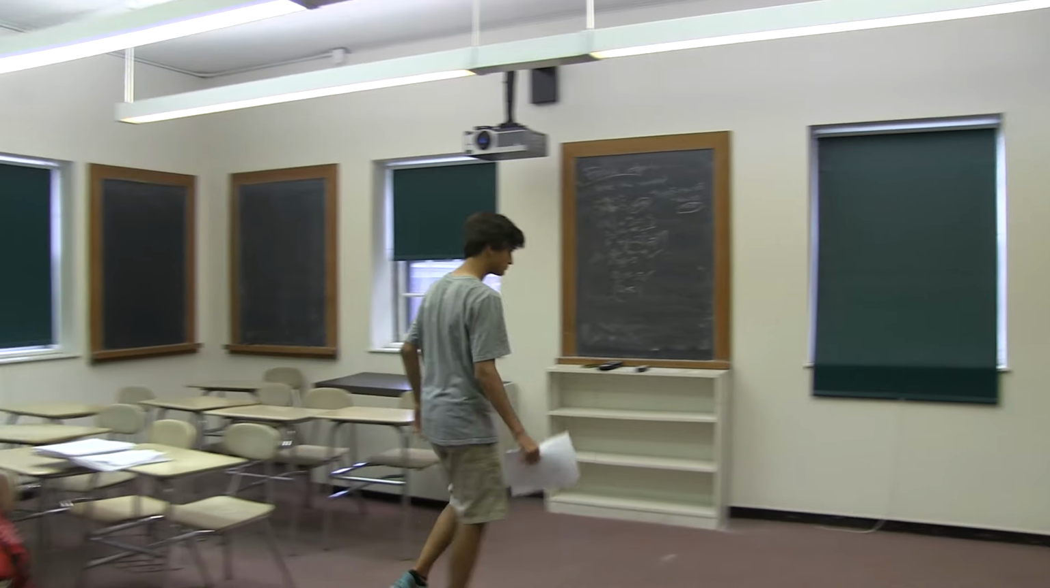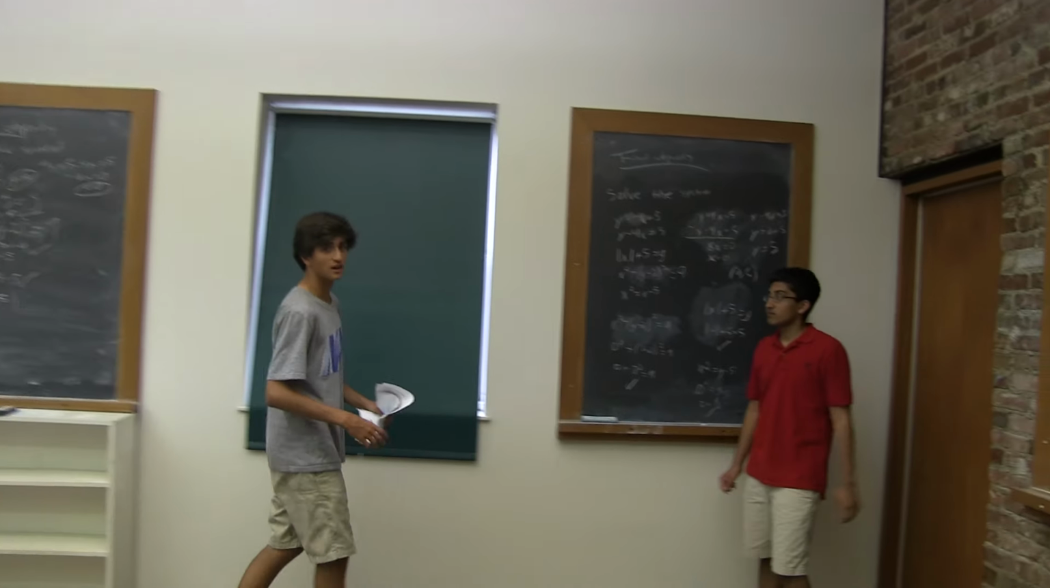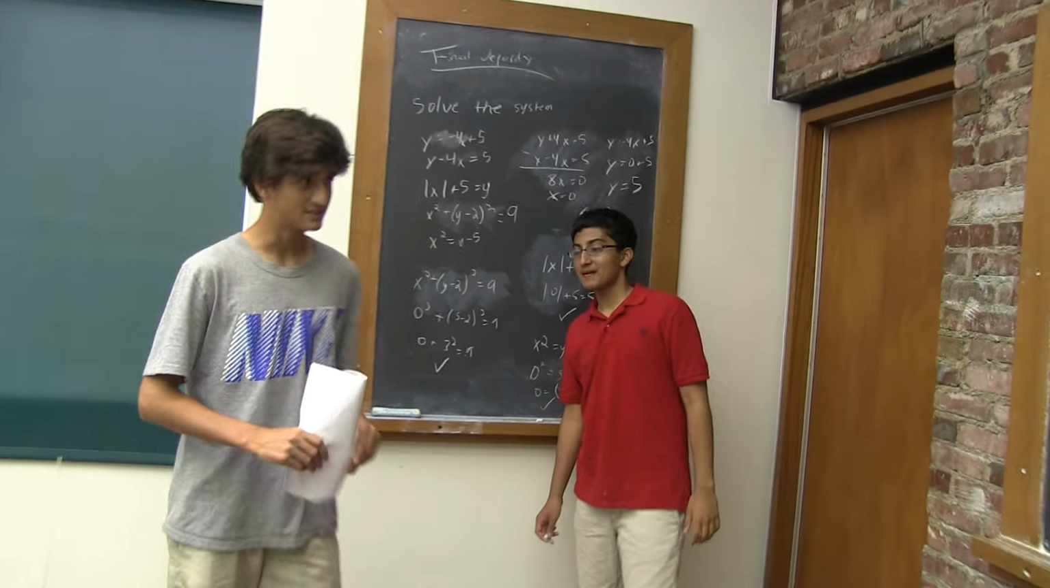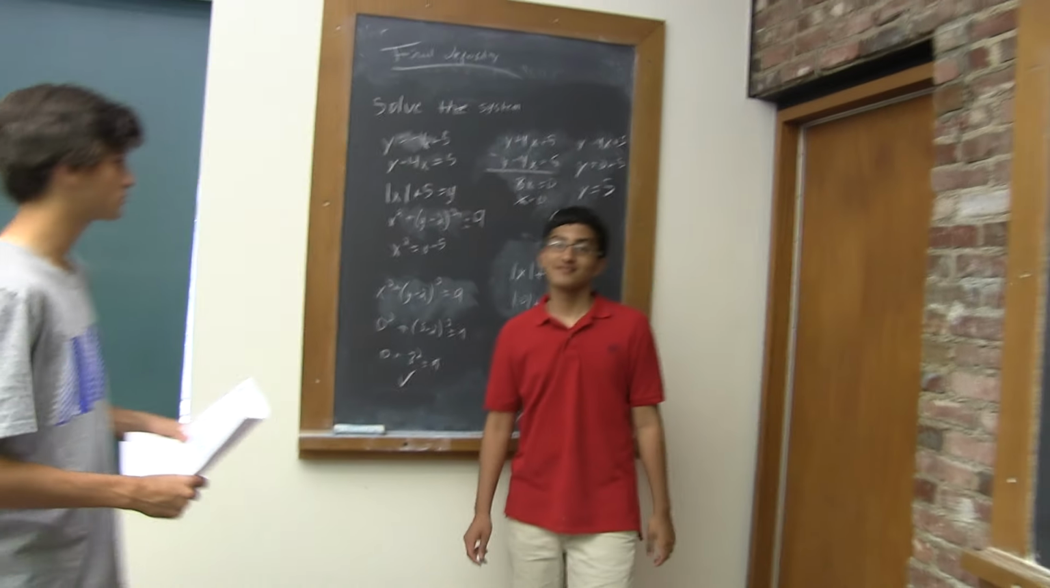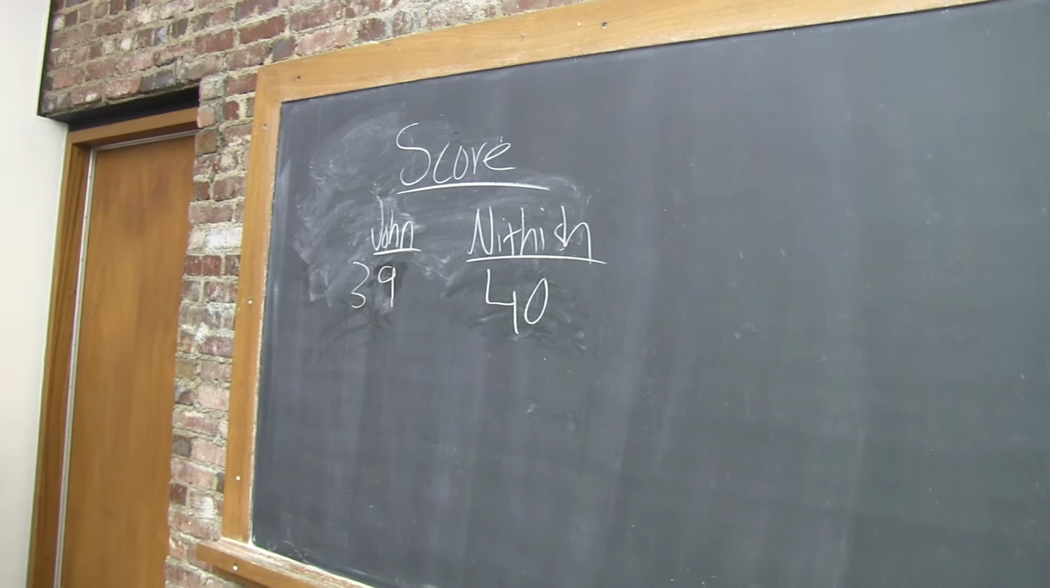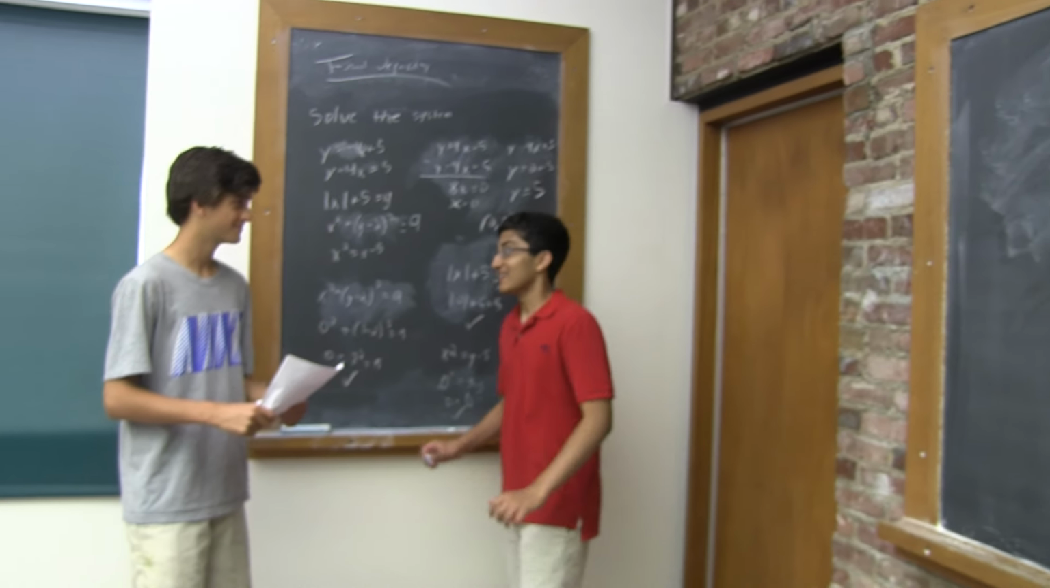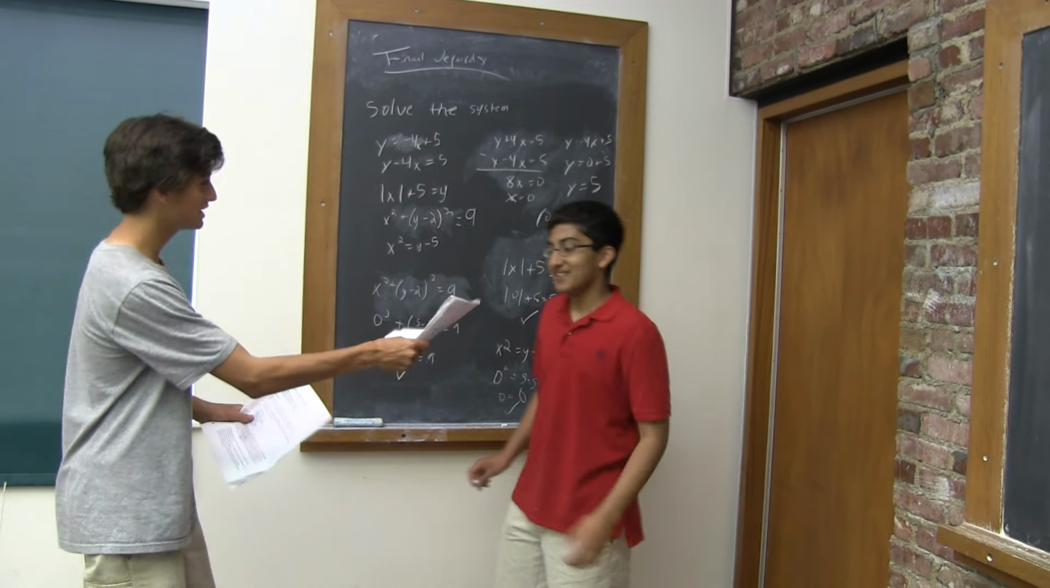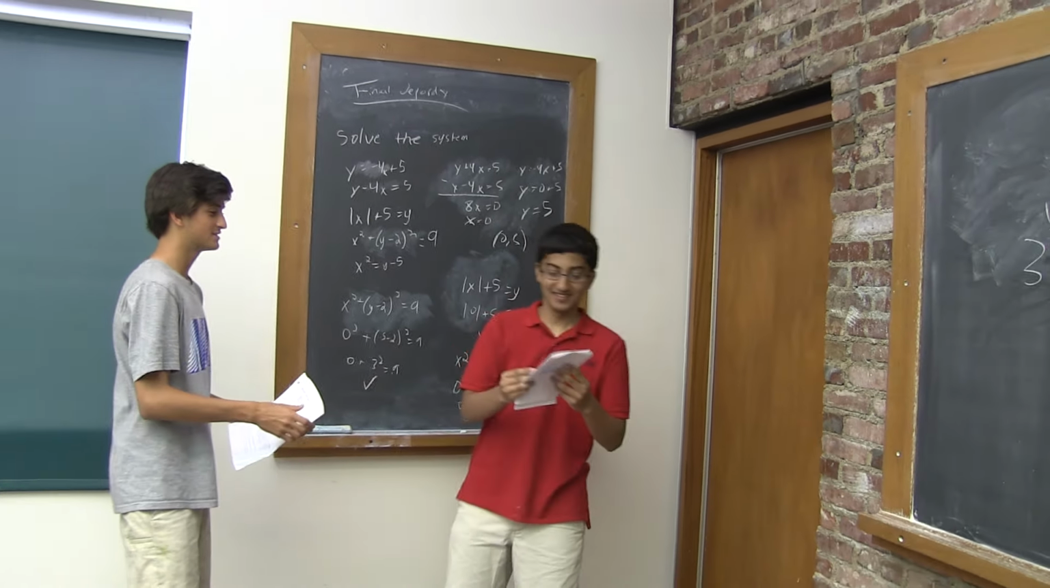Final tallies have been counted. Nithish prevailed over John with 1 point. How do you feel, Nithish? So happy. Here's the booklet as your prize.